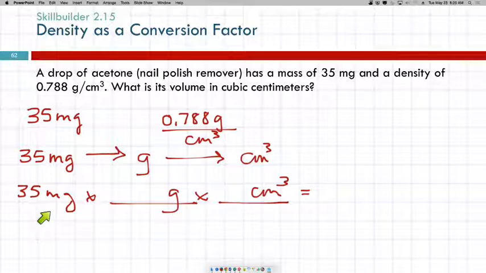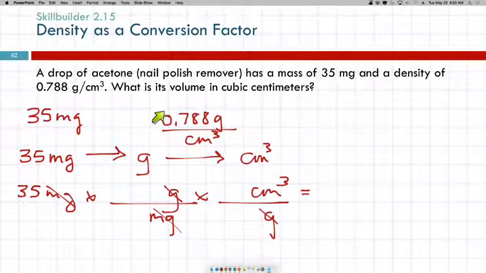I need this unit to go away, so I'm going to divide by it over here, milligrams. So those would cancel out. I need grams to go away, so I'm going to divide over here. And that's how I get the units together. Units first. Now we stick numbers in. You don't have to do it in any particular order. I usually go with what's easiest or occurs to me first.